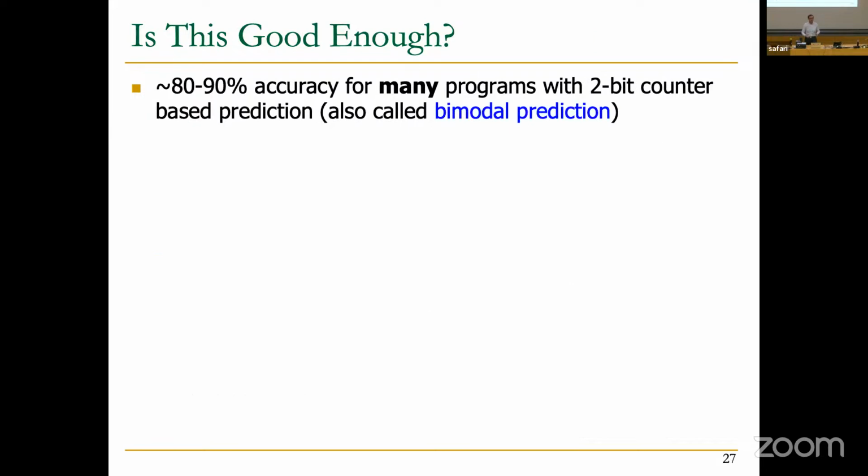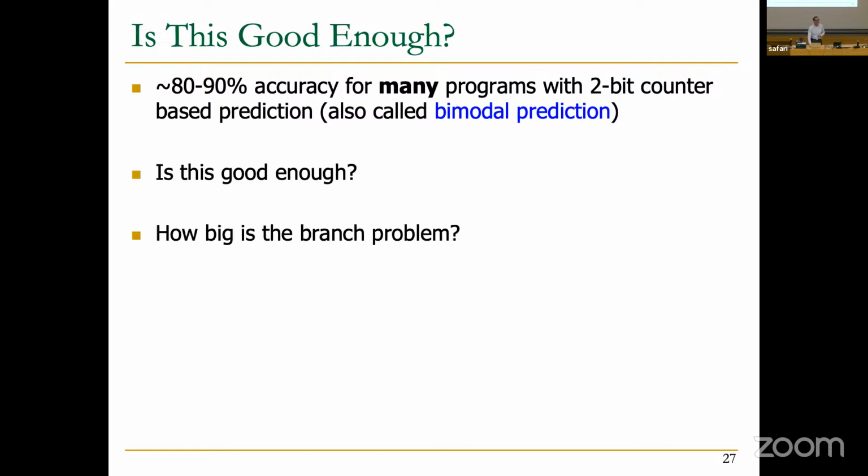This was demonstrated to have 80 to 90% accuracy for many programs. But again, the landscape has changed today. We actually have much more sophisticated programs today. I don't think this has been tested with those programs. And is this good enough? And you know the answer, right?